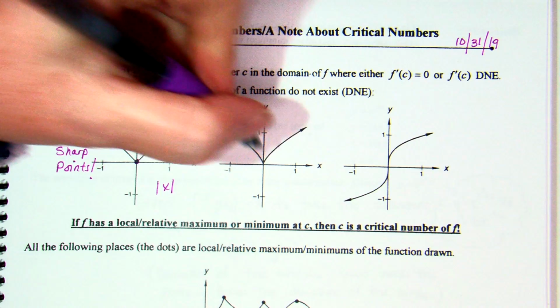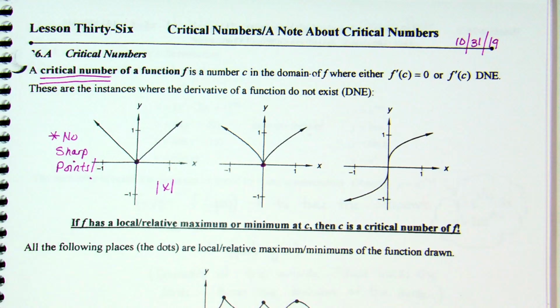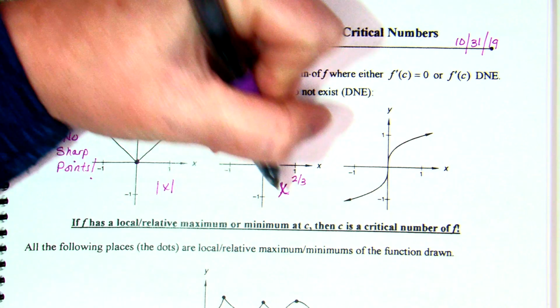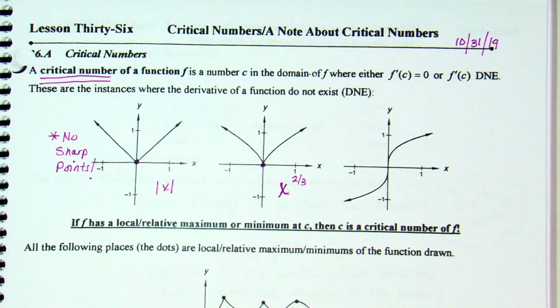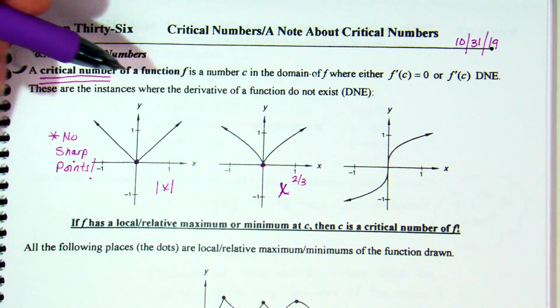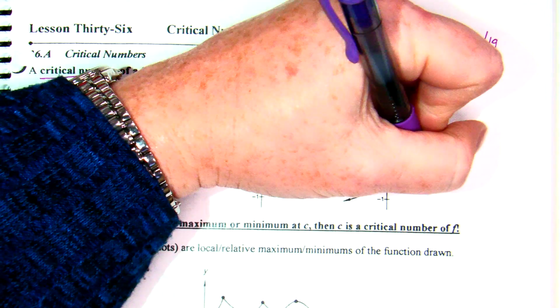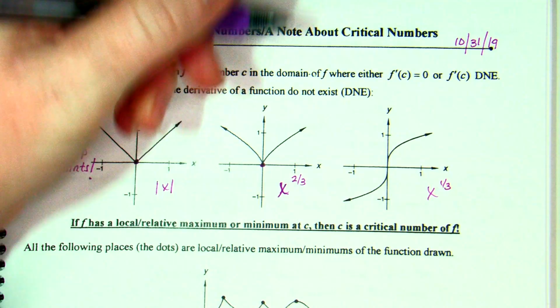Same thing on b. I don't know if you recognize this graph, but I think it is x to the 2/3. There's no sharp point, so you may be wondering how the derivative does not exist. And this one, by the way, is x to the 1/3.